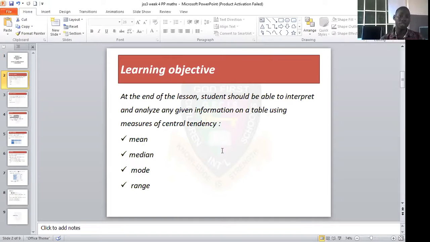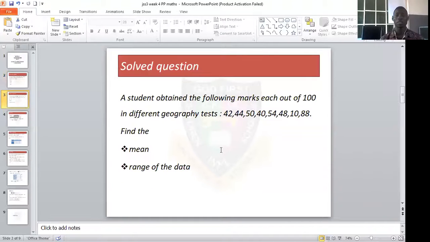Now I will give you a table to solve the question. The last time I gave you data, and you formed the table from it. But now, if you are given the table already, you interpret it and analyze it using the measures of central tendency. So let us solve a little question on something we did last time. Let's just take this question. It's more or less what we did last time. So just before I go to the table, I want to treat this with you.